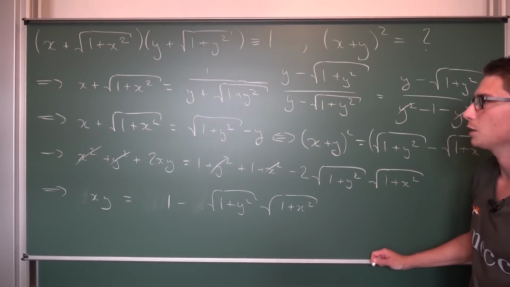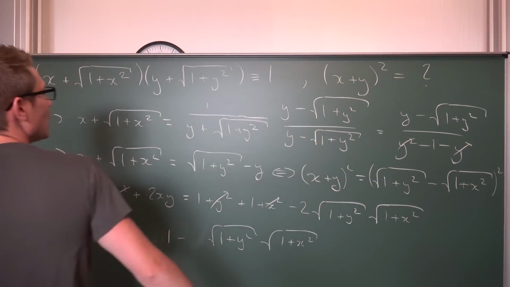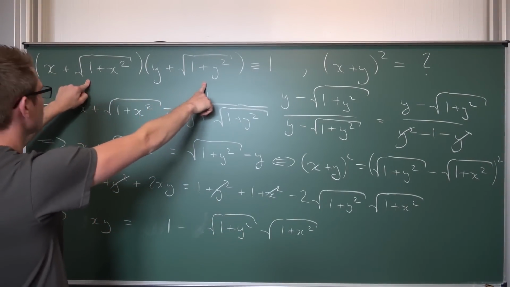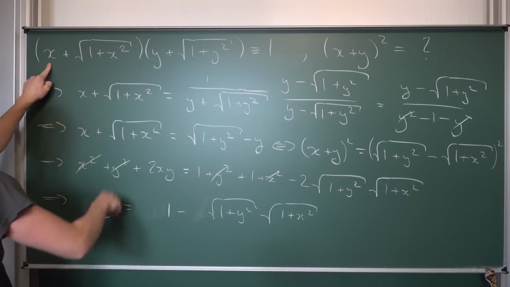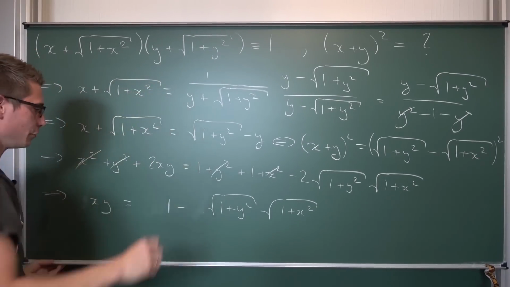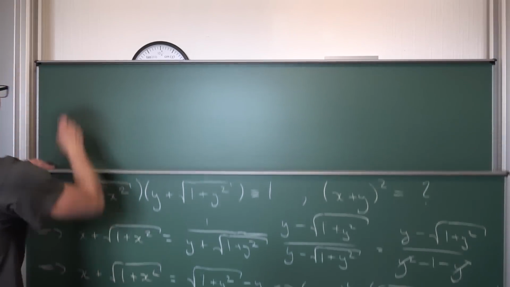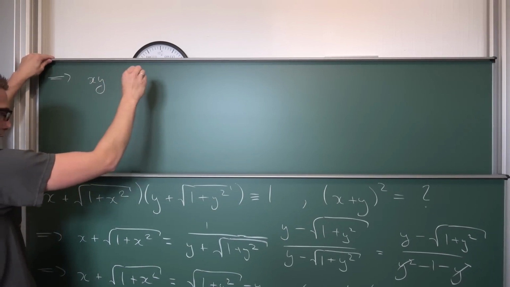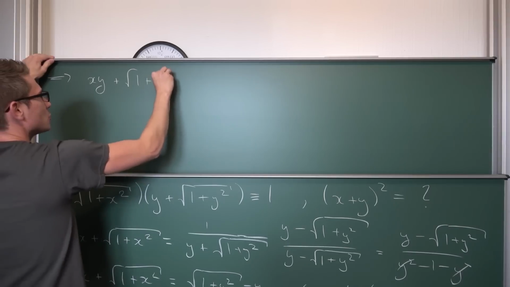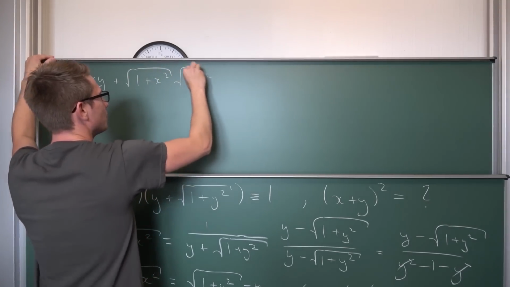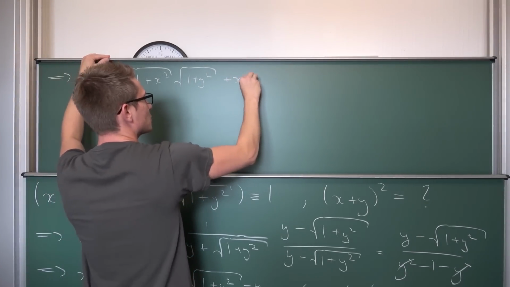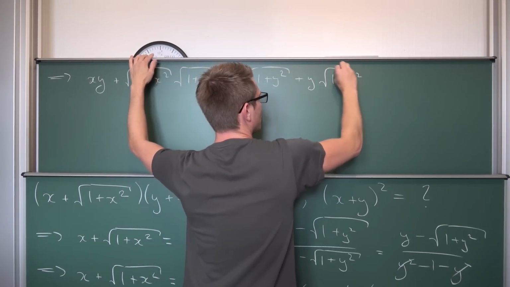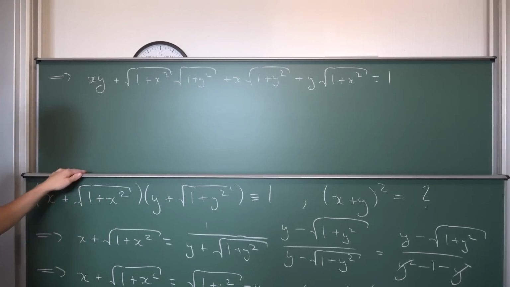Okay. There should be a way to simplify this more. Can we get the x times y from... Oh, that's not even too shabby. If we were to multiply all of this out, we are definitely going to get x times y, and those square roots will multiply together. Let us write everything out here. So from the first equation, if we multiply everything out, we get xy + √(1+x²)·√(1+y²) + x·√(1+y²) + y·√(1+x²), and all of this is equal to 1 exactly.